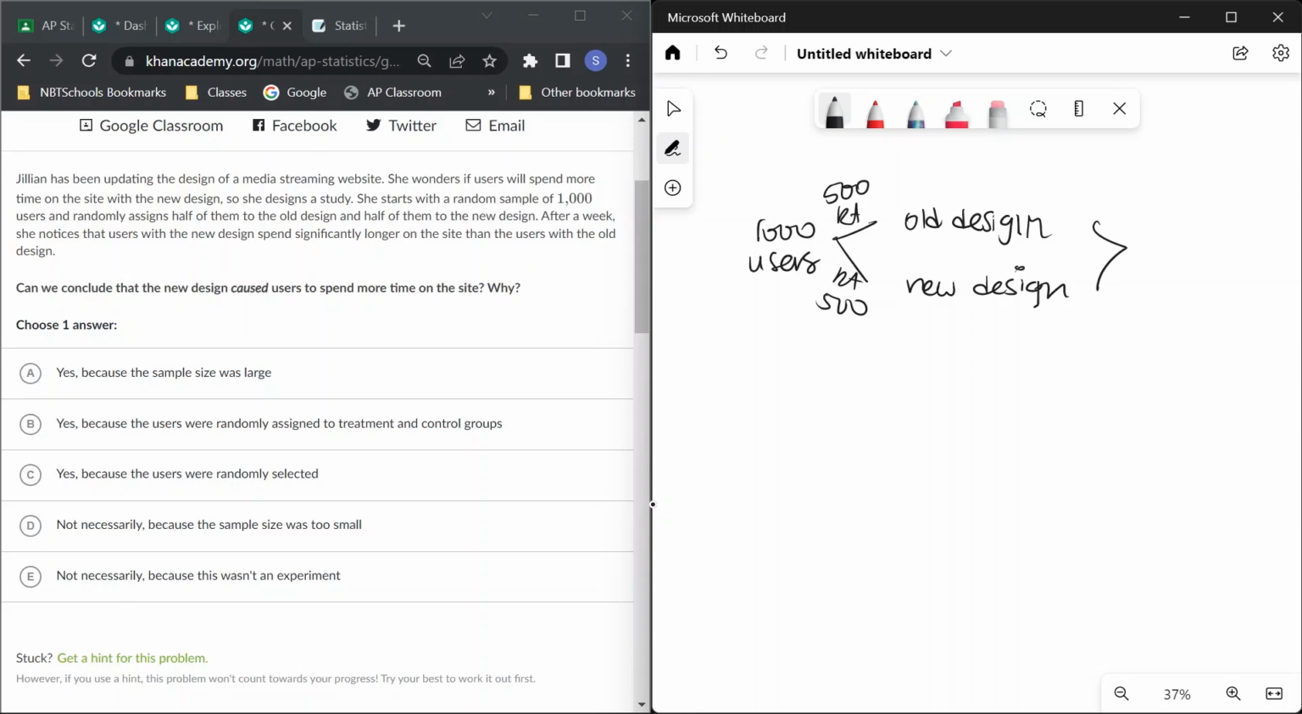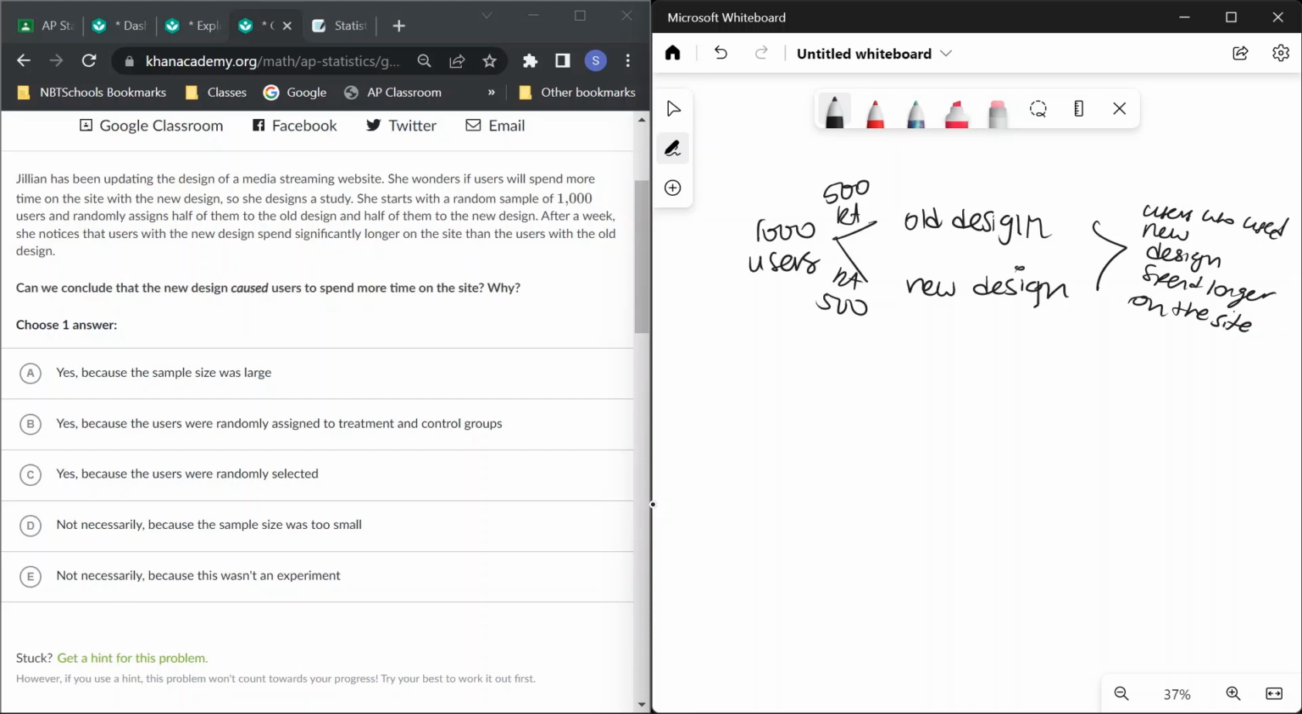So compare: users who use the new design spend longer on this site. If you think about it, you can't say that's a good thing or a bad thing, because they could be spending longer on the site trying to figure out how to navigate it, or because they're entertained. So you don't even know.